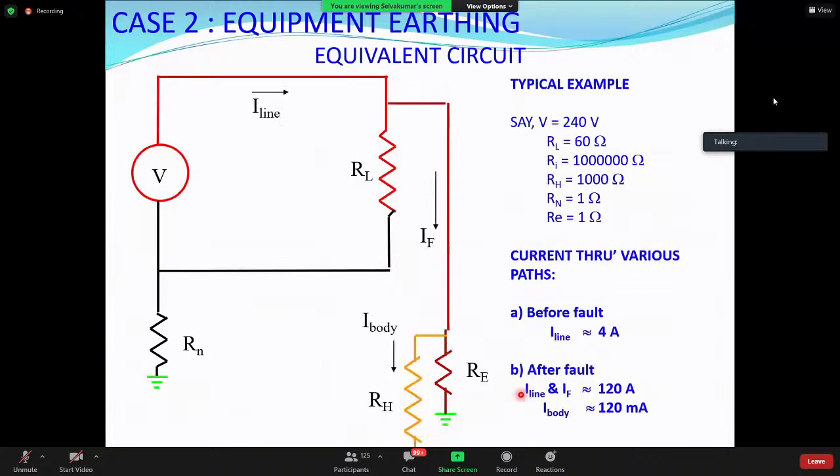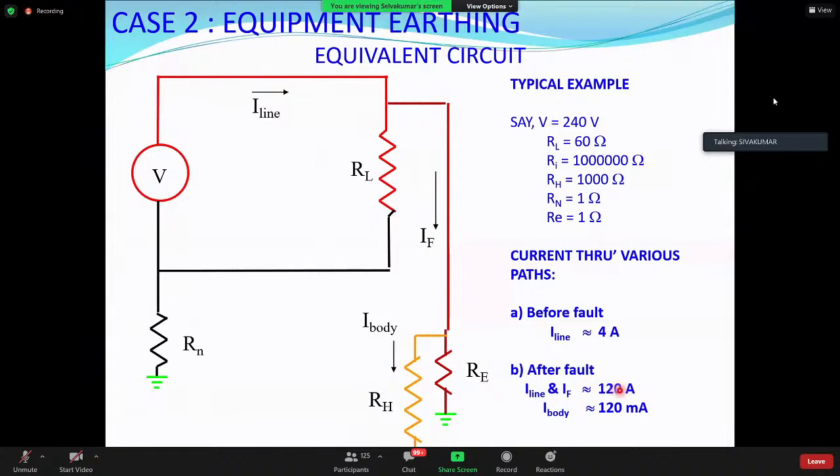Now 240, same logic, 240 by 60, the line current is 4 ampere. Now the fault current, assuming that the equipment earth is kept at 1 ohm, is approximately 240 by 2 ampere. This is 1 ohm, this is 1 ohm, 2 ohms in series. 240 by 2 ohms is 120 ampere. The line current will increase by 120 ampere.